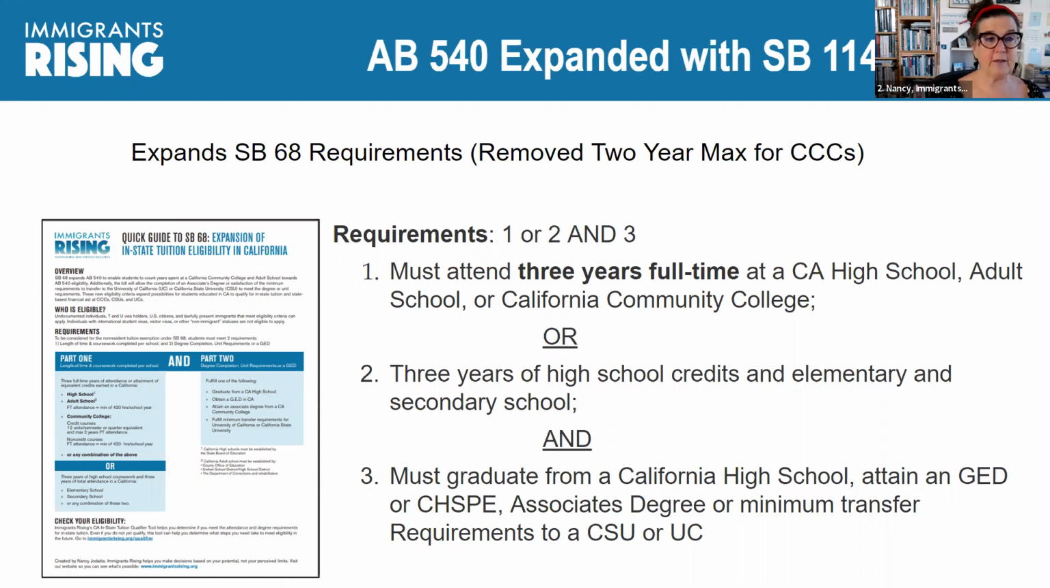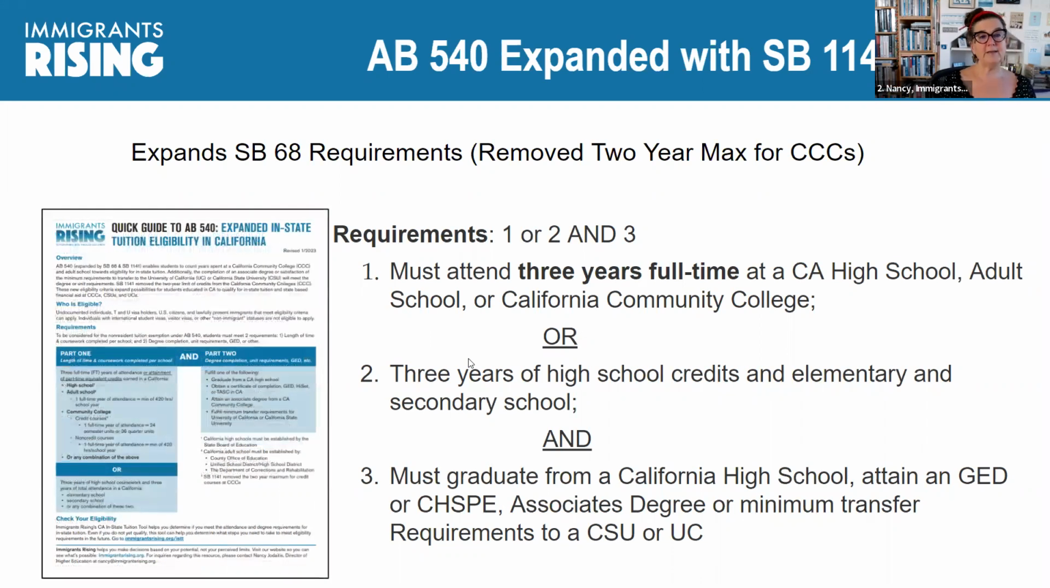We used to have a quick guide, which was the AB 540 quick guide. We now have a quick guide to AB 540, which is the expanded in-state tuition in California. I, for one, have always said AB 540/SB 68, AB 540/SB 68. But with all of these different expansions, I think we're trying to talk more about AB 540, but recognizing it as an expanded AB 540.